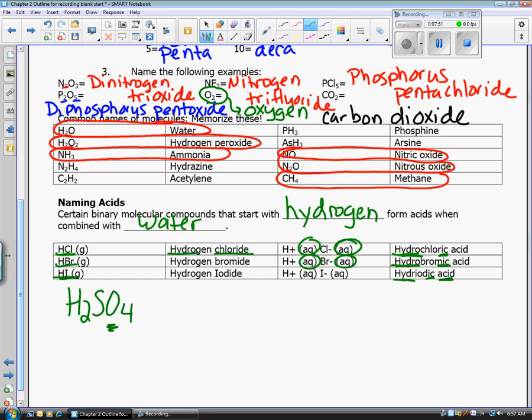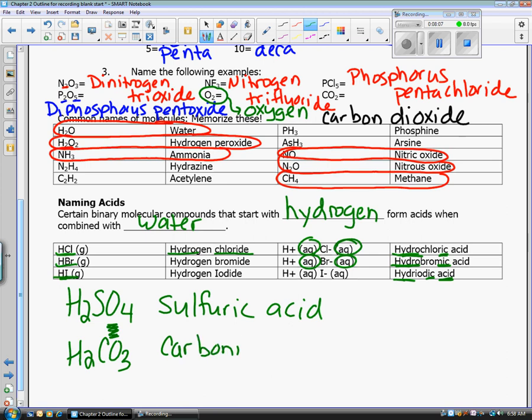The other ones, like if we have H2SO4, if you have an oxygen in there, you drop the hydro. Okay, the oxygen kind of takes over. So this is sulfuric acid. Okay, so H2CO3 we know is carbonate. That's carbonic. Okay. So if it ends in ate, then the acid's going to end in ick. If you ate something, you didn't like it, it's ick.